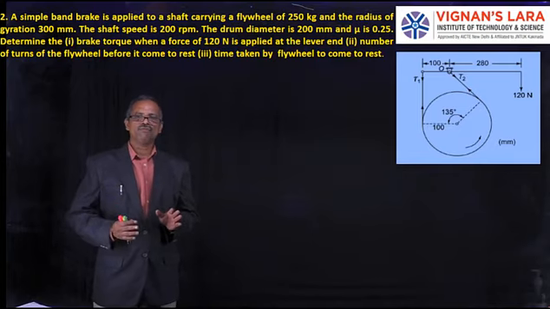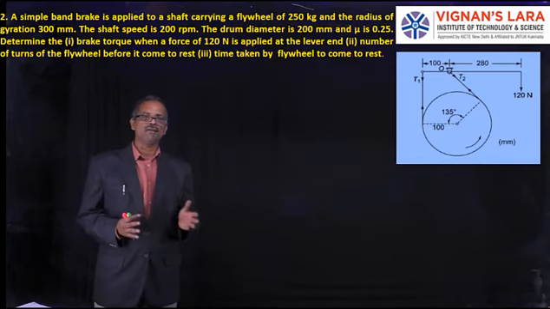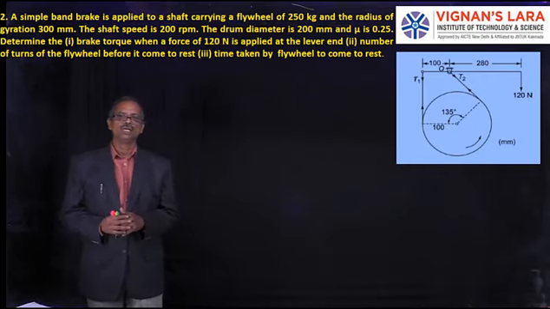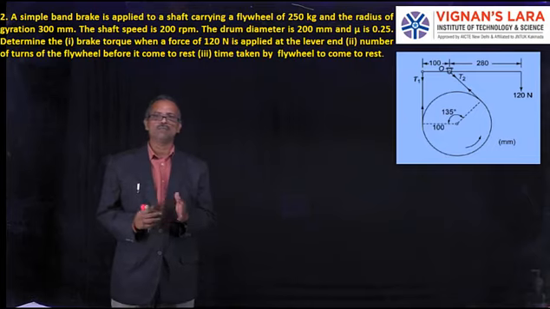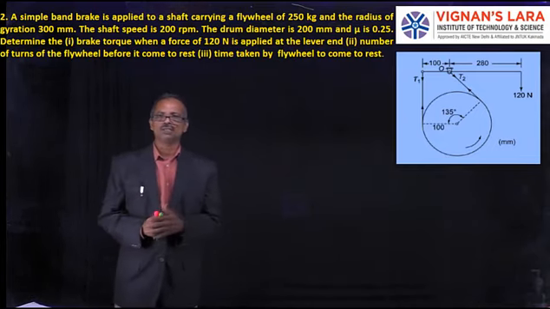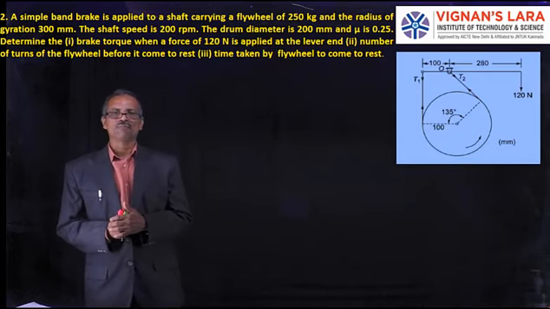In the case of a simple band brake, either A may be 0 or B may be 0. Any one of them will become 0. Then that brake is called a simple band brake. So the problem we are going to discuss now is a simple band brake.